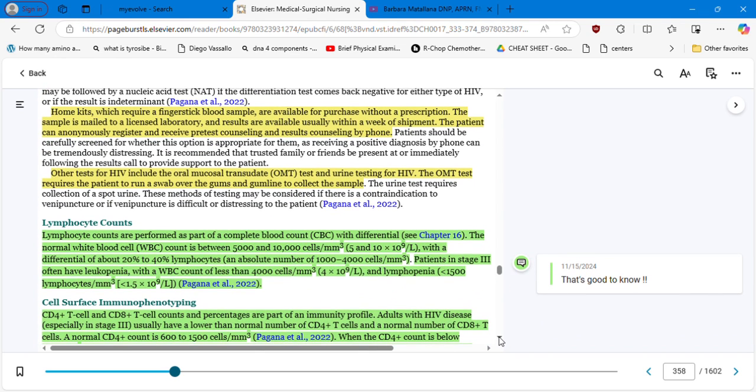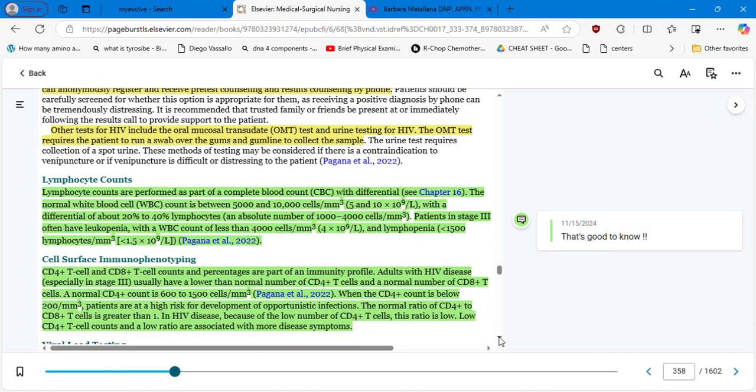Okay, another one is home kits, which require a finger stick blood sample and are available for purchase without a prescription. The sample is mailed to a licensed laboratory and results are available within a week of shipment. The patient can anonymously register and receive pre-test counseling and results counseling by phone. This is sometimes the preferred method for some patients. Other tests for HIV include the oral mucosal transudate test and urine testing for HIV. The oral mucosal transudate test requires the patient to run a swab over the gums and gum line to collect the sample. So you see, we have multiple tests: urine, blood tests, rapid tests, and the swabs.